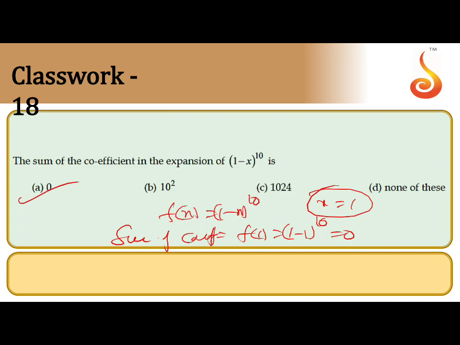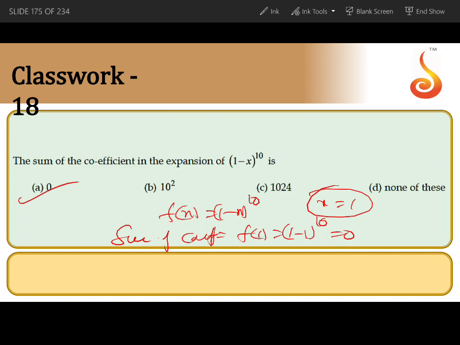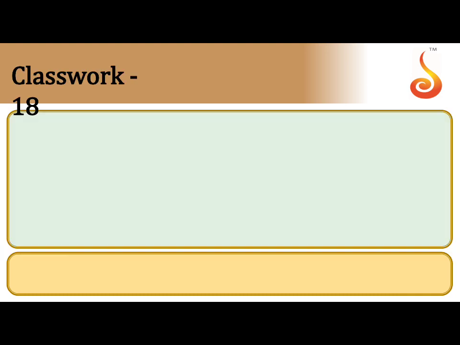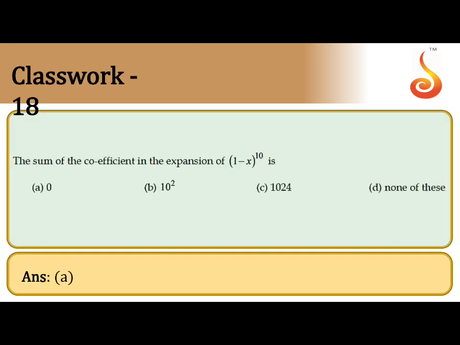Any expansion is given, you can substitute x equal to 1 to get the sum of the coefficients. These are the problems in binomial theorem. Next, we'll go to problem solving. I think the answer is A.